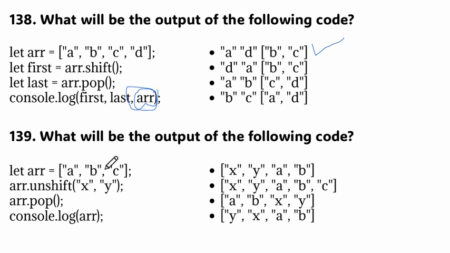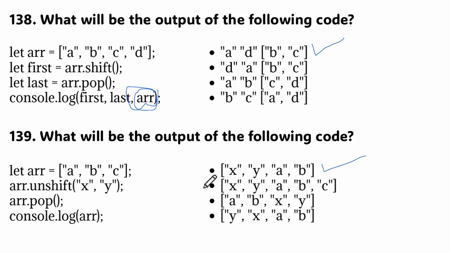Another question, we have been given a code in which we have declared an array variable with 3 strings, A, B, C. Here we again used array dot unshift. We know that unshift is used to add elements at the start of the array, so it will become X, Y, A, B, C. And array dot pop is used to remove the last element from the array, so C will be removed, and inside the console.log we can see that the output is X, Y, A and B. So C has been removed by using the pop.